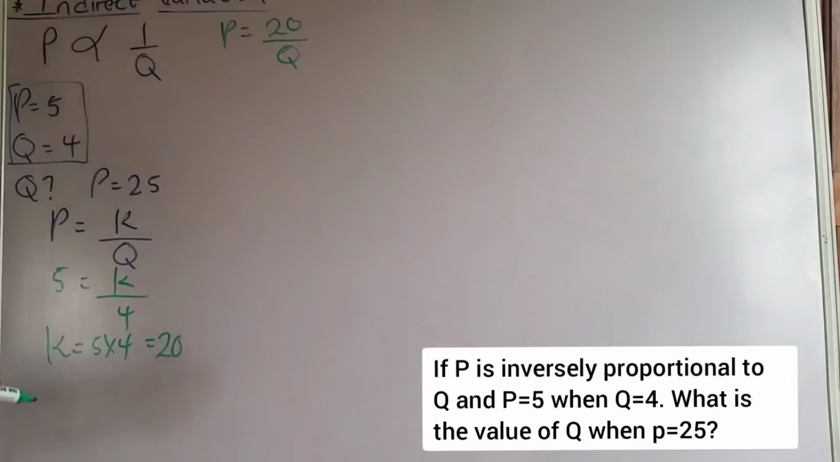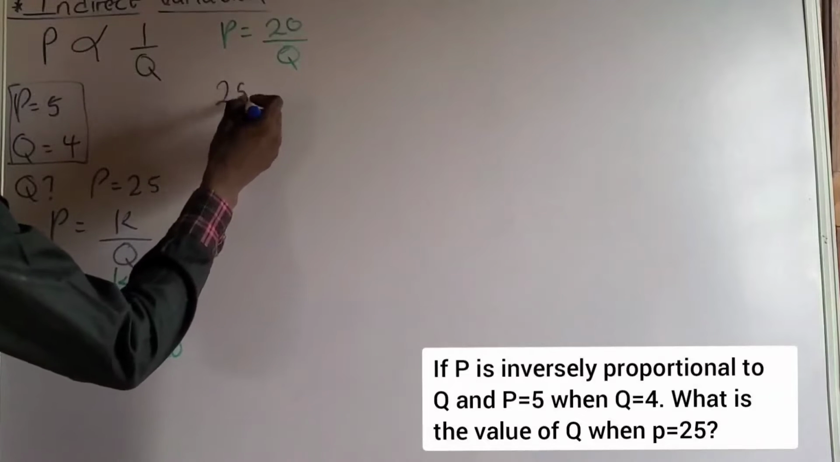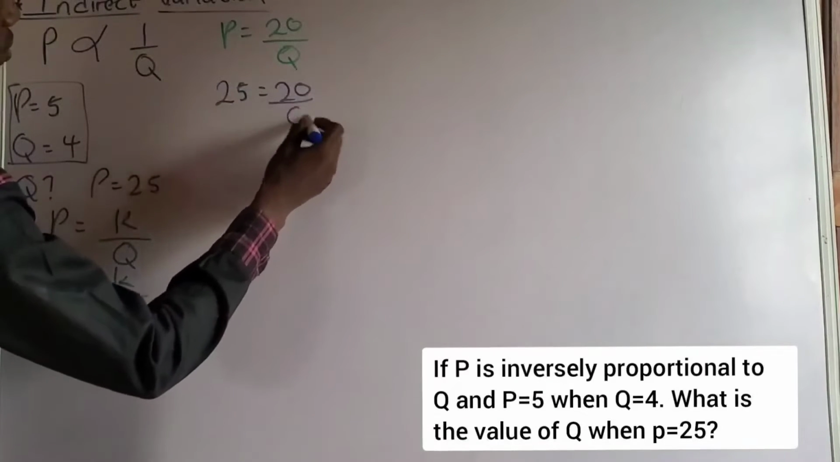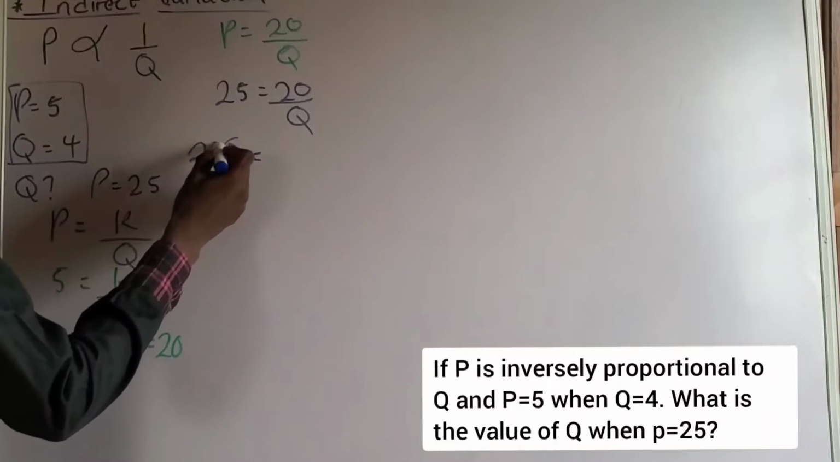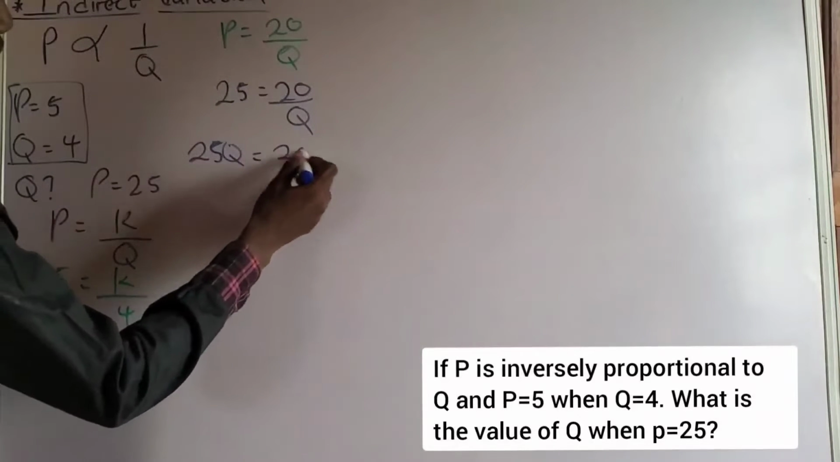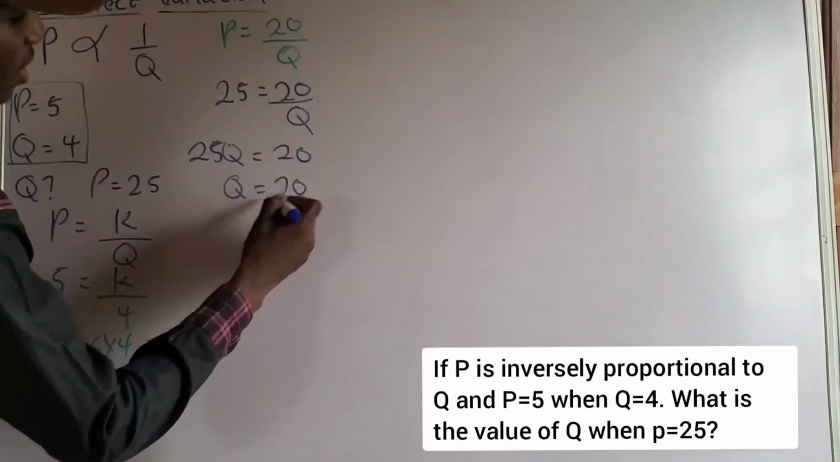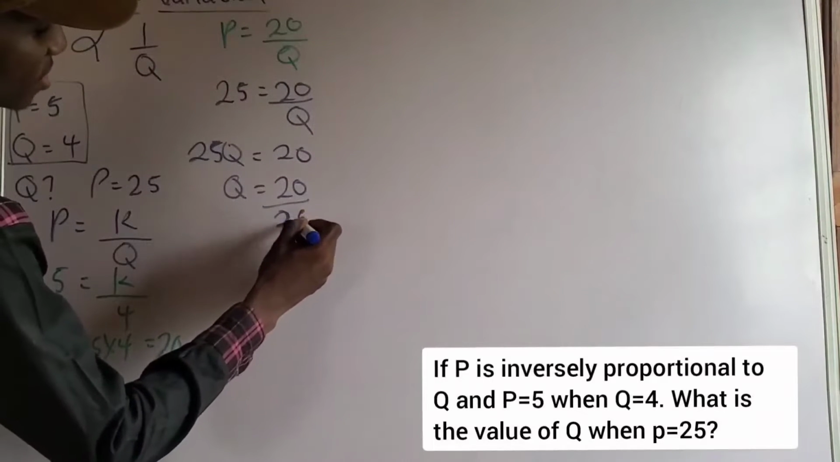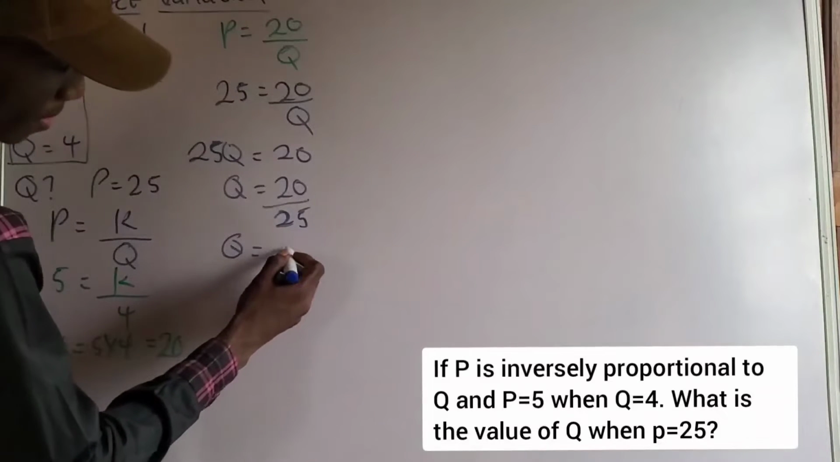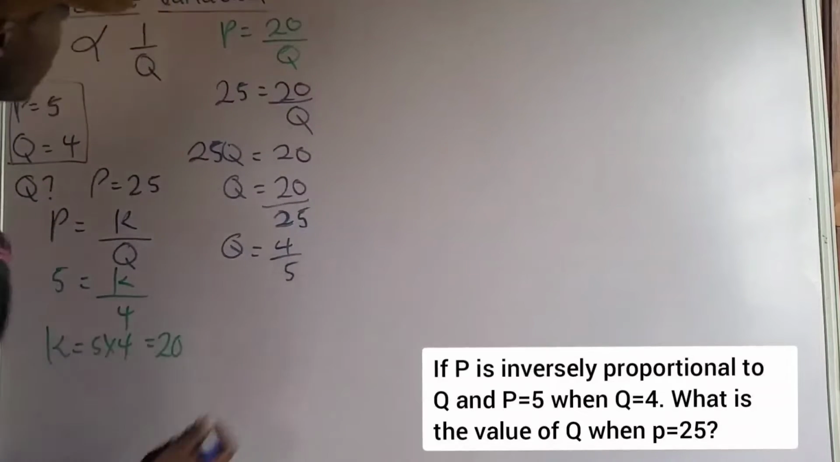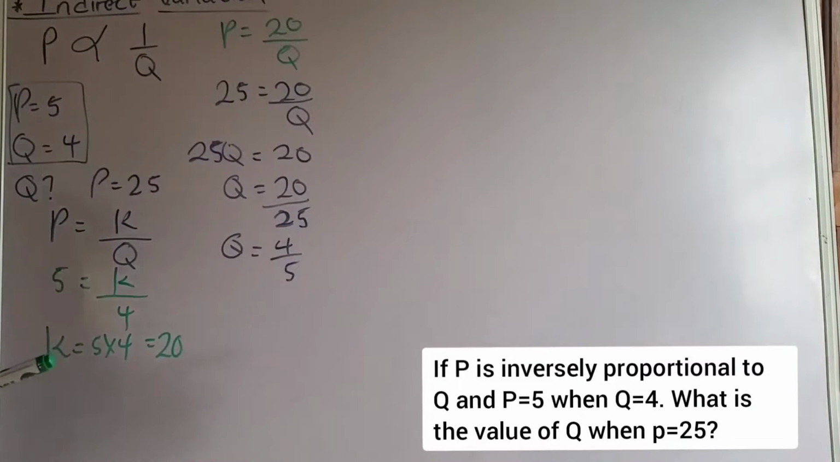This is the equation connecting P and Q: P equals 20 over Q. Now, I'm going to substitute the value of P as 25. So I'm going to have 25 equals 20 over Q. Do you understand? Okay, so 25Q equals 20. So Q equals 20 over 25, that is, dividing both sides by 25. So Q equals 4 over 5. That is the value of Q when P is 25.